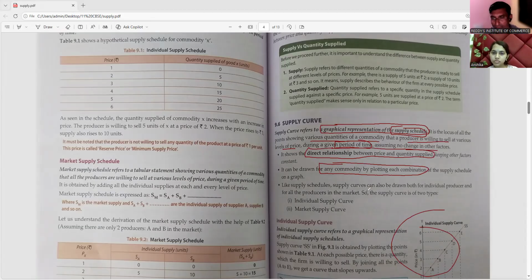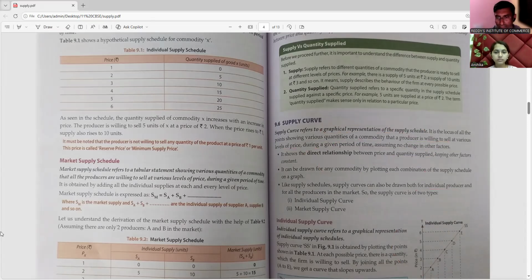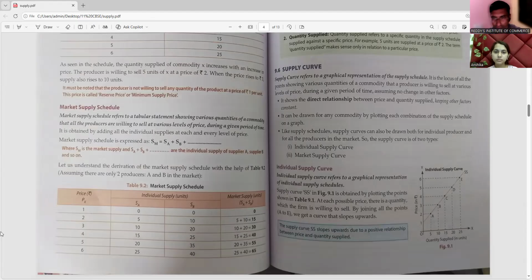Like the supply schedule, the supply curve can also be drawn both for individual producers and for all market producers. So there are two kinds of curves: the individual supply curve and the market supply curve. When we talk about the individual supply curve, it refers to a graphical representation of the individual supply schedule only, right?